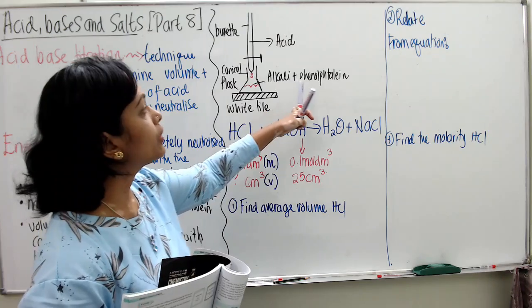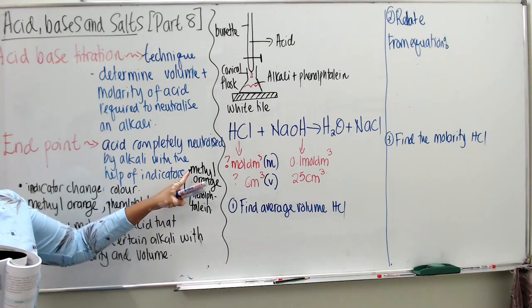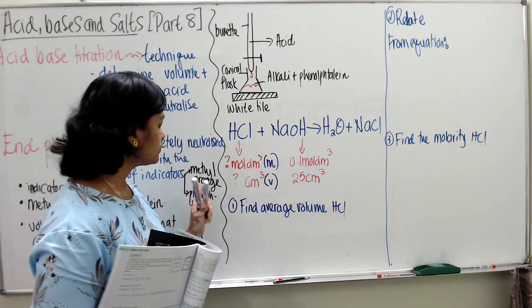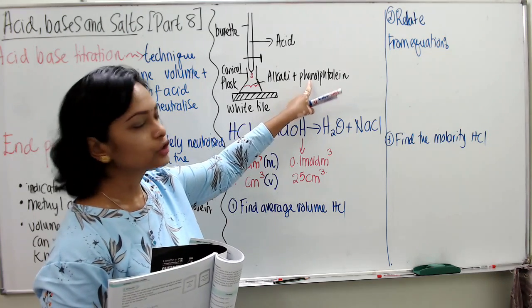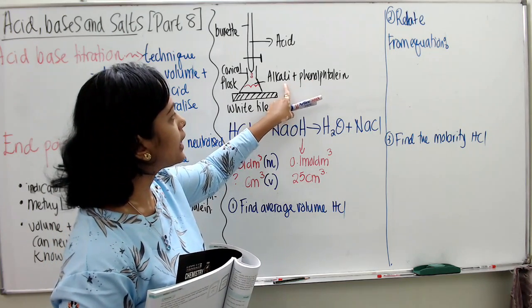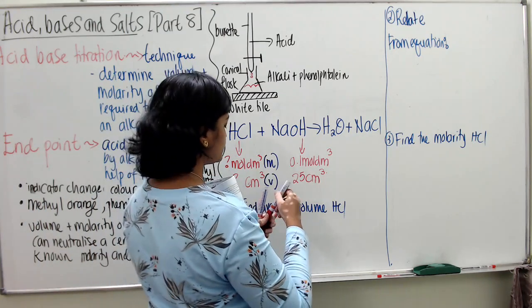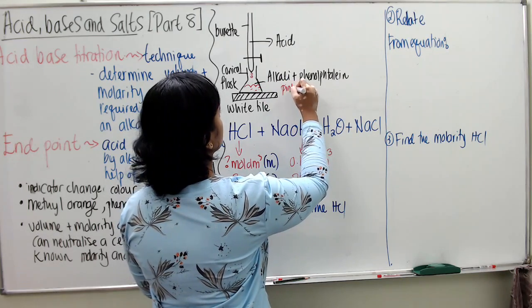Now phenolphthalein. What is the function of phenolphthalein? Here teacher indicated you can use methyl orange or phenolphthalein. Teacher put phenolphthalein. So what happens is when alkali meets phenolphthalein, it will be pink color. That means technically you will find pink solution.